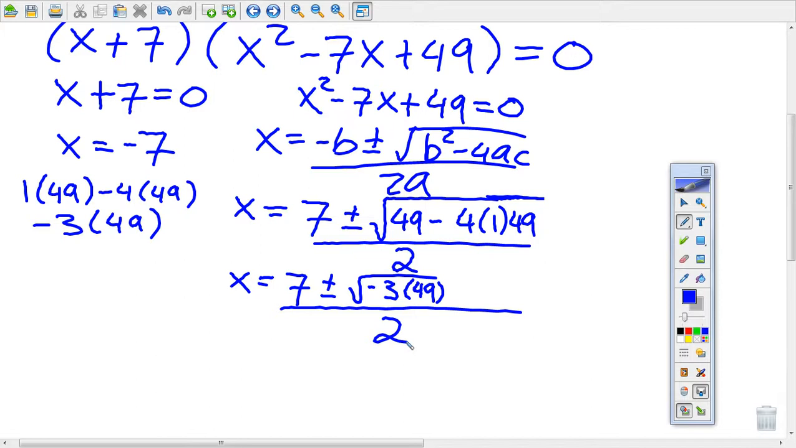It's a perfect square. So that means here that I can have 7 plus or minus. So what's the square root of 49? 7. 7 radical negative 3. 7i radical 3. All over 2.